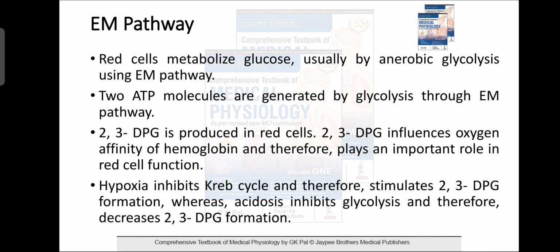Hypoxia, meaning loss of oxygen, inhibits the Krebs cycle, so it stimulates 2,3-DPG formation, and acidosis inhibits glycolysis, and it decreases the 2,3-DPG formation.